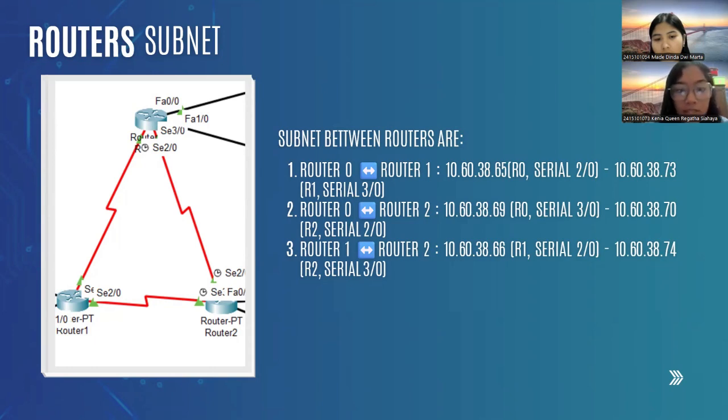The second one is router 0 to router 2 and vice versa. We have 10.60.38.69 on router 0 using serial 3/0 to 10.60.38.70 on router 2 using serial 2/0. The third one is router 1 to router 2 and vice versa, from 10.60.38.66 on router 1 using serial 2/0 to 10.60.38.74 on router 2 using serial 3/0.